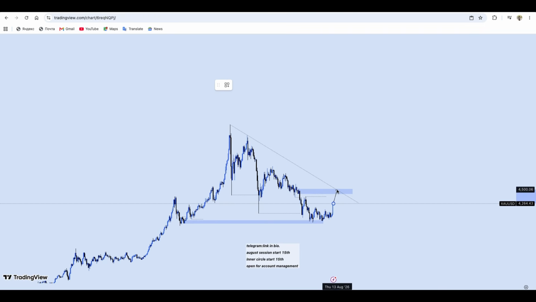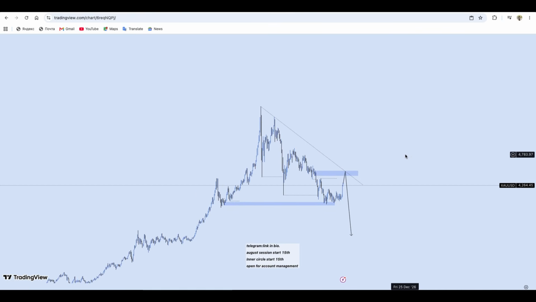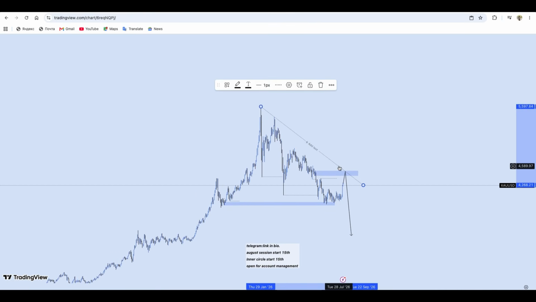So definitely price will buy to this level and then would want to continue to the downside. This is my overall directional bias on XAUUSD. Now let me try and then clone this.